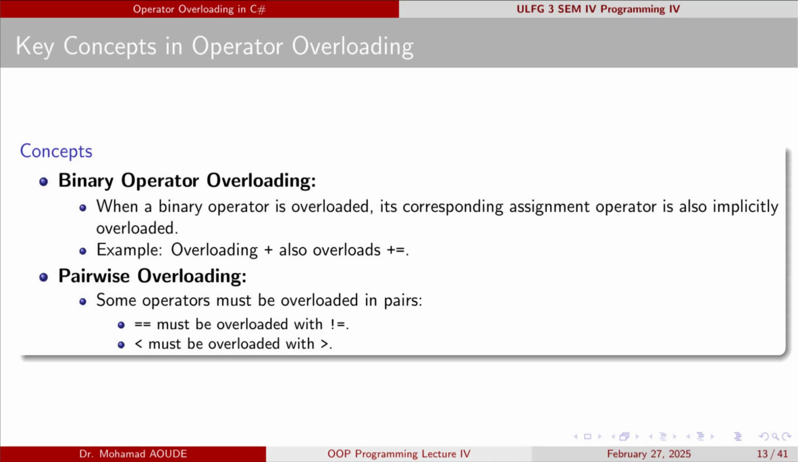Another important rule: overloading equals requires also overloading not equals. Overloading less than requires also overloading greater than. This is called pairwise overloading. It ensures that opposites like equal versus not equal always stay logically consistent in your objects.